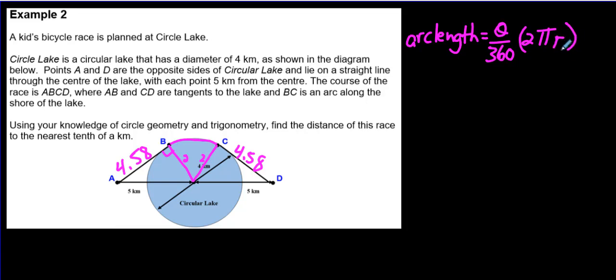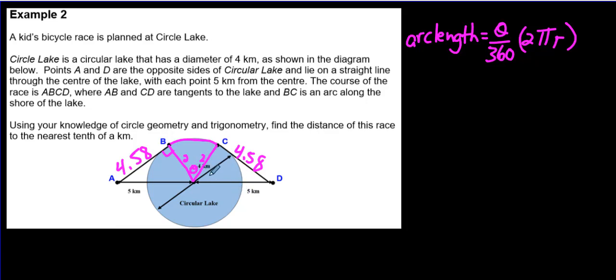Now let's think about that for a second. What do we know here? We know what r is. R is 2. We don't know the arc length. We also don't know this angle in here. We don't know the central angle right now. So the problem here is that we don't know what the central angle is. We don't know what this angle is right here.